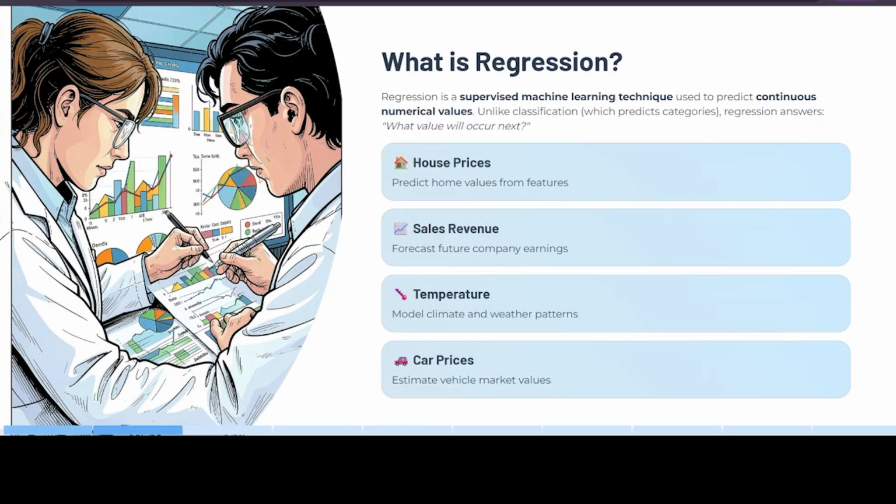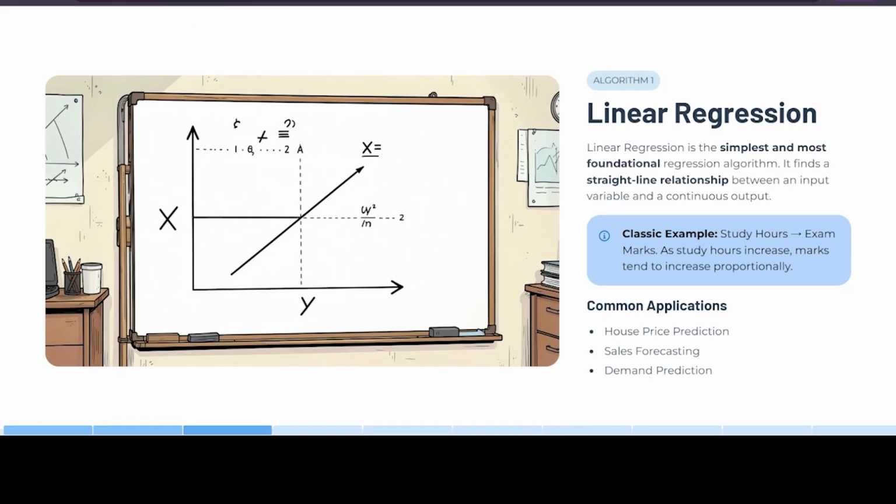Now we are going to see an interesting concept, the linear regression algorithm. Let's start with it. This is the simplest regression algorithm, the linear regression. This is usually the first regression algorithm every machine learning beginner learns. Let's first understand it with a simple example.